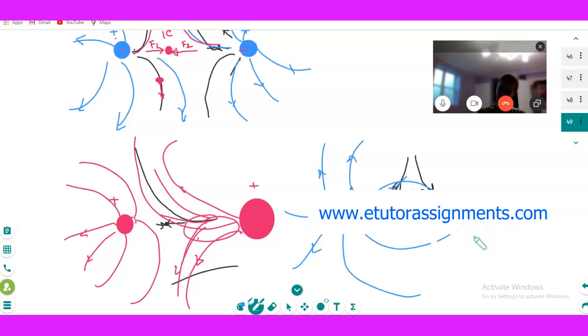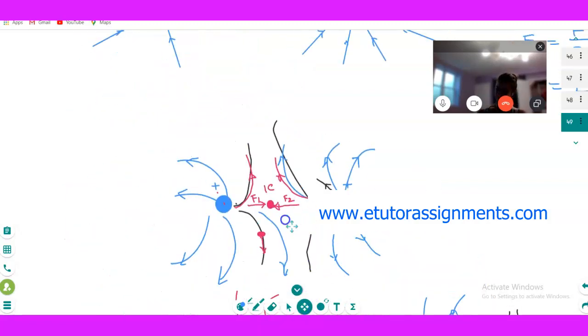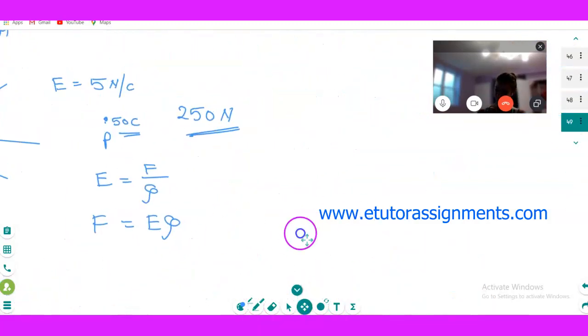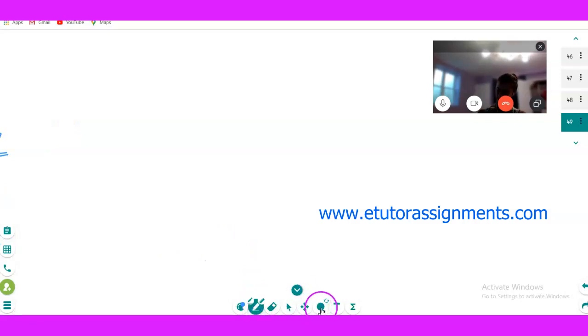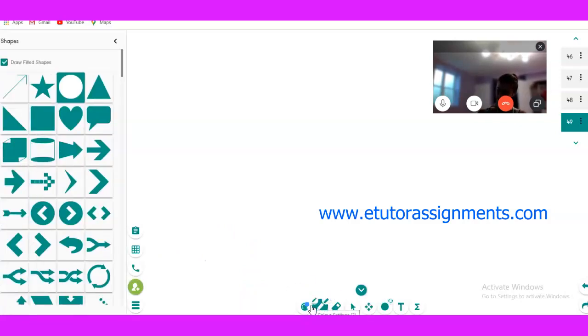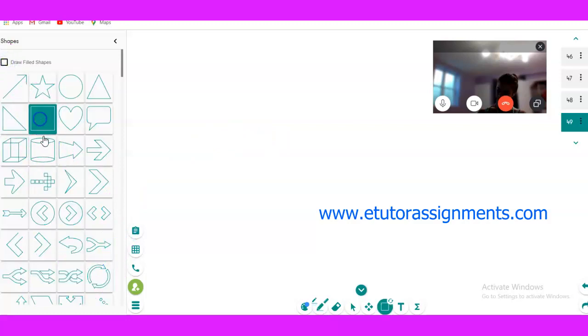So electric field magnitude you are clear. Electric field direction, are you clear? Please tell me now. Is electric field a vector quantity or a scalar quantity? Think and then tell me. A vector quantity. Very good. Now in these topics we are going to utilize what? Vector knowledge.